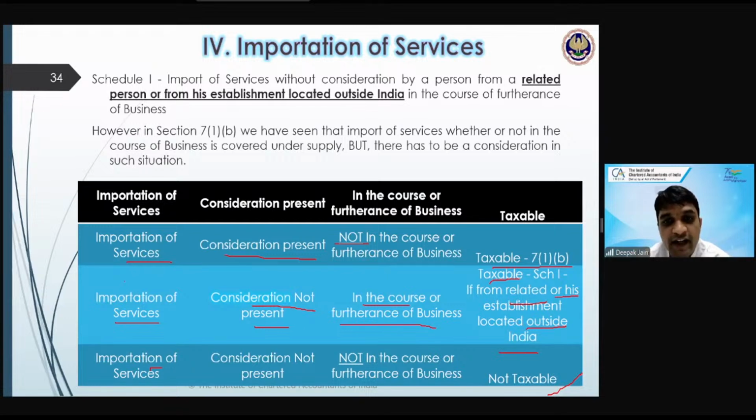What is the difference between a related person and his establishment? Same, Smriti. It is the establishment of a related person. It could be a related person or his establishment, which means a related party or a branch office outside India. Establishment will mean a branch office outside India. Anubhav, yes, there is an 'or'. That 'or' is for either you can avail the services from a related person, or from your establishment outside India. So it could be from either of them.